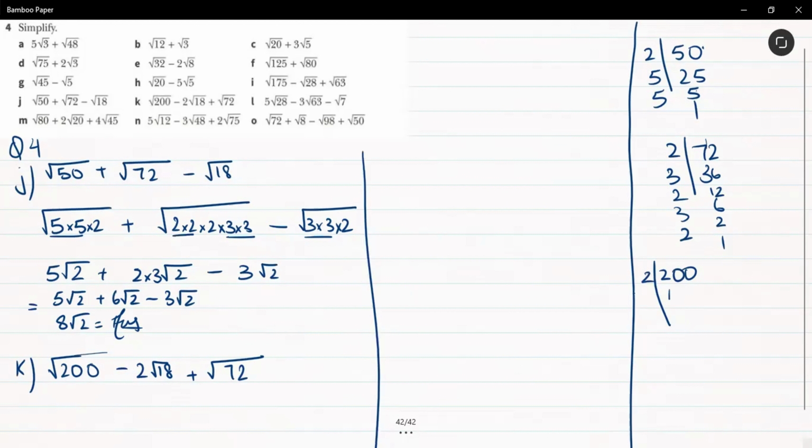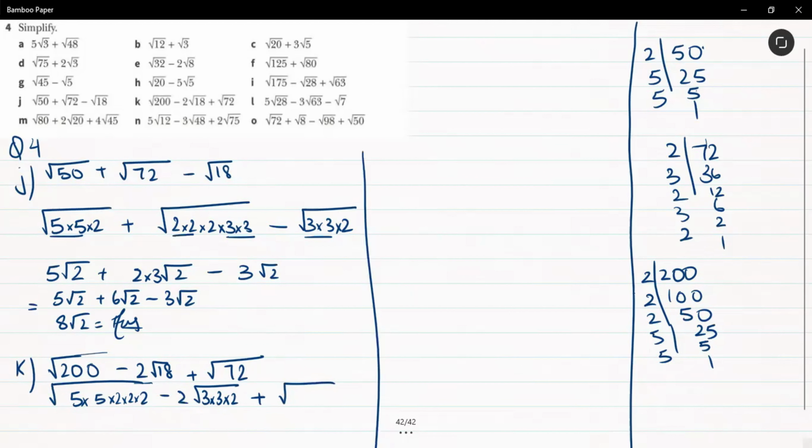So 2 tens are 20, 2 fifties are 100, 2 twenty-fives are 50, 5 fives are 25, and 5 ones are 5. So what is √200? It is actually equal to 5 × 5 × 2 × 2 × 2, minus 2√, what's 18 equal to? 18 is actually equal to 3 × 3 × 2, plus √72.